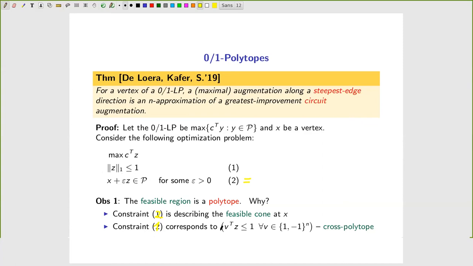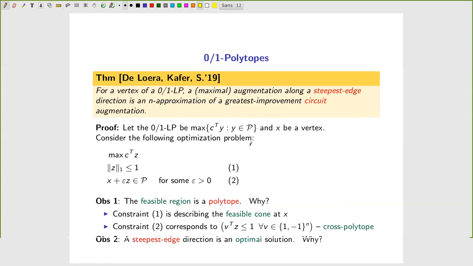This can be written in this way. You can consider every possible vector v that just takes 1 and minus 1 coordinates, and you can say v transpose z is less than or equal to one. This is a way to translate this. This is the so-called cross polytope. So here we are intersecting the cross polytope with our feasible cone. So this is a polytope, and so it will have an optimal solution that is at one of its extreme points. And now one thing to notice is that a steepest edge direction is going to be an optimal solution of this optimization problem over here.